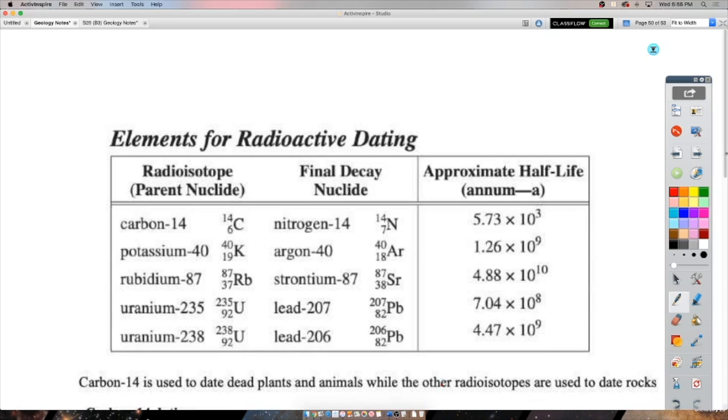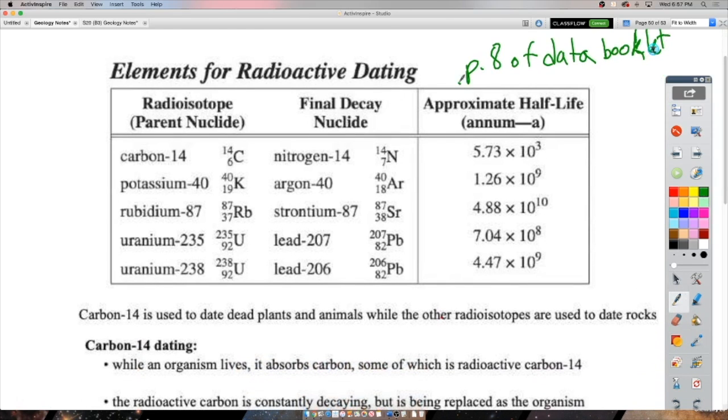All right, so this is also on page 8 of your data booklet. This is gonna be really important. And this just says what is a half-life. So how long does it take for these radioactive isotopes, these parents that don't want to exist, to become these stable daughters? So carbon becomes nitrogen 14, right? Potassium 40 becomes argon 40. Rubidium becomes strontium, and so on and so on. These are the half-lives in something called an annum, which is just a fancy word for a year.